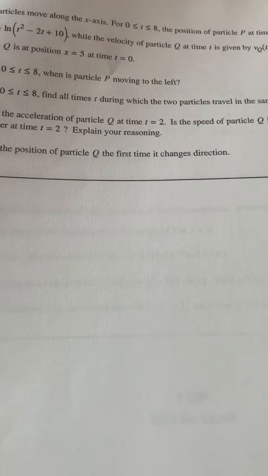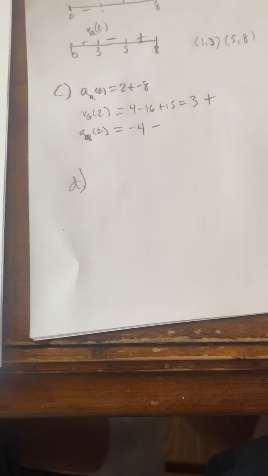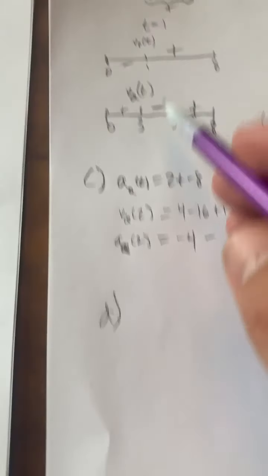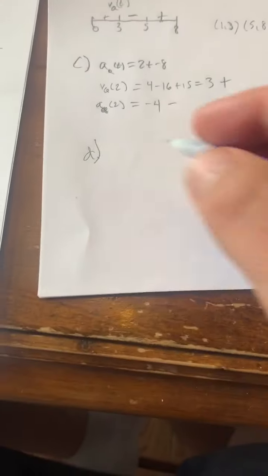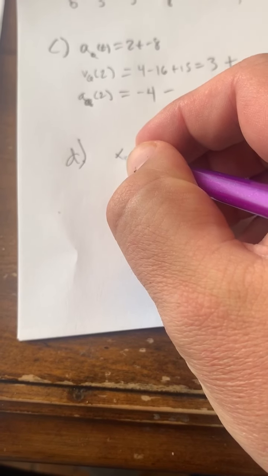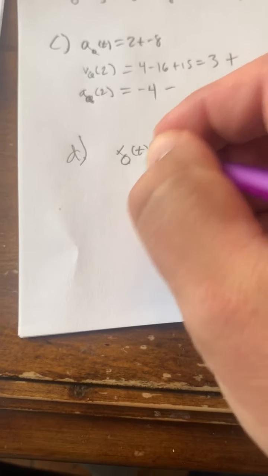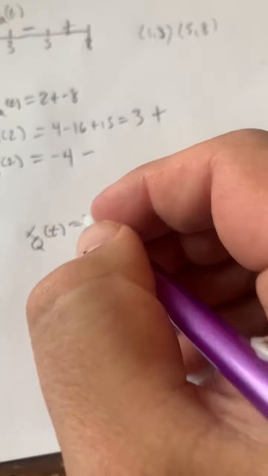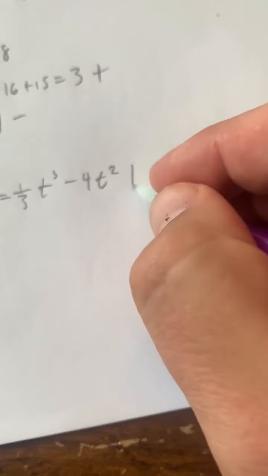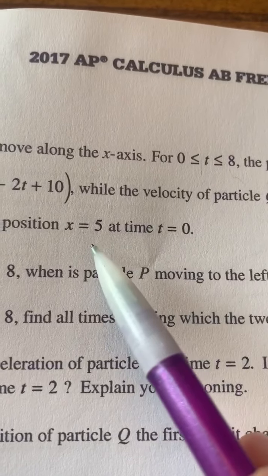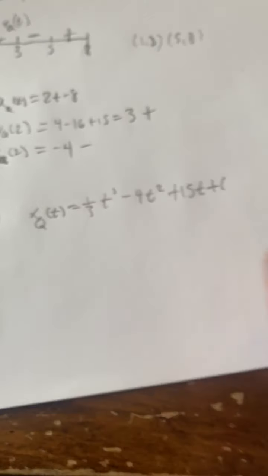Find the position of the particle Q the first time it changes directions. Okay, so we found out that the first time the particle Q changes directions is at time 3. That's when velocity changes sign. So they want me to find the position of the particle at that time. So if I find the position of particle Q, I'm taking the antiderivative of this. So I'll get 1/3 t cubed minus 4t squared plus 15t plus c, and then they told me that at time 0, position would be 5, so I'll plug a 0 in, and a 5 here, that'll mean c is equal to 5.